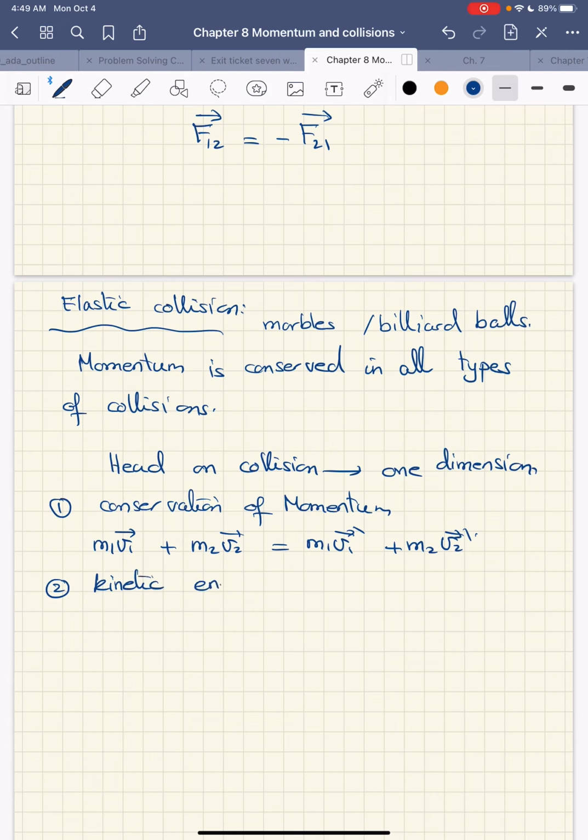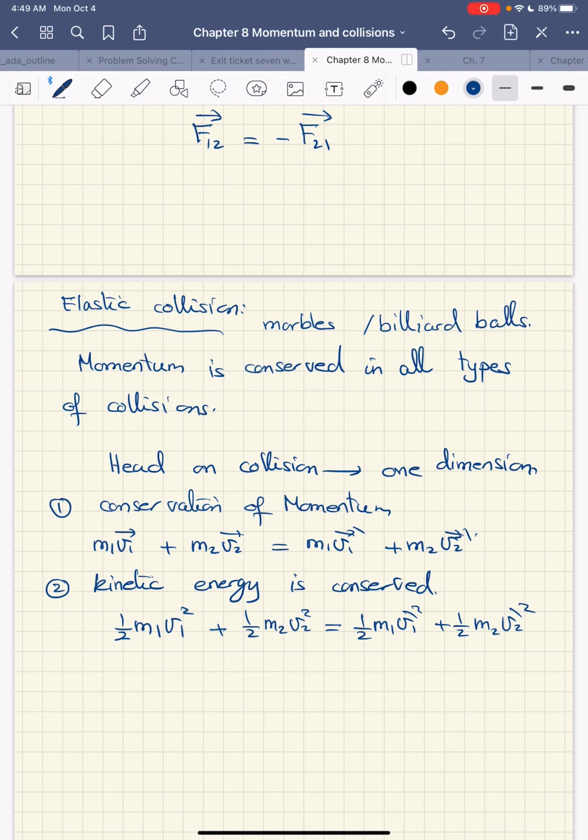The second one is kinetic energy is conserved, and here it is 1/2 m1 v1 squared, this is the kinetic energy, plus 1/2 m2 v2 squared should equal 1/2 m1 v1 prime squared plus 1/2 m2 v2 prime squared.